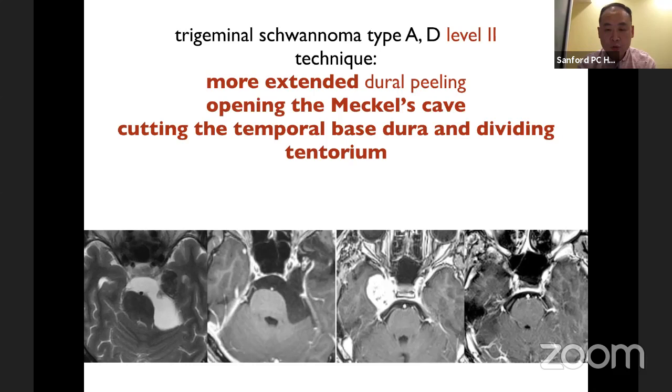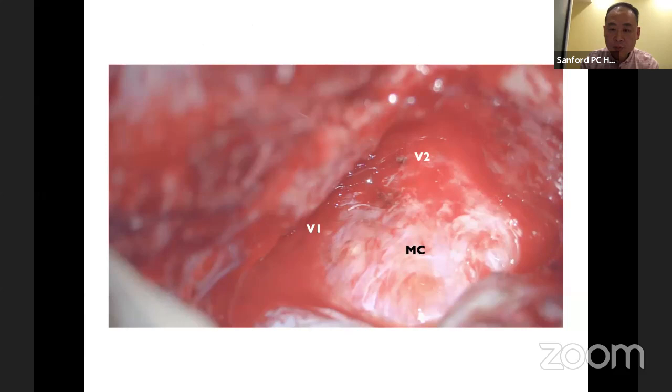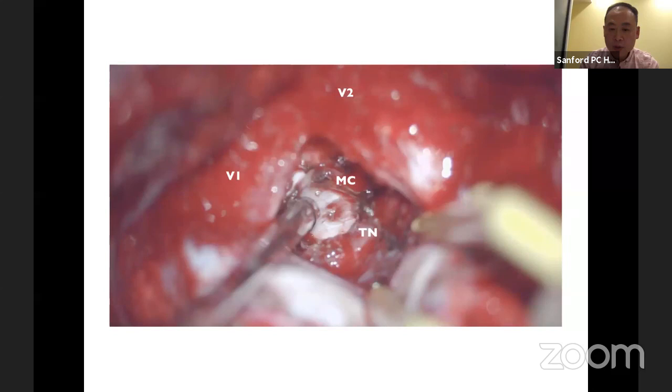And if you want to widen the Meckel's cave, then you have to open the temporal base dura and divide the tentorium to widen the space to the Meckel's cave. So like this picture shows, when you do the dura peeling, you expose the Meckel's cave and also the tumor, and you do the tumor debulking, then you can totally remove the tumor in a purely extradural way.